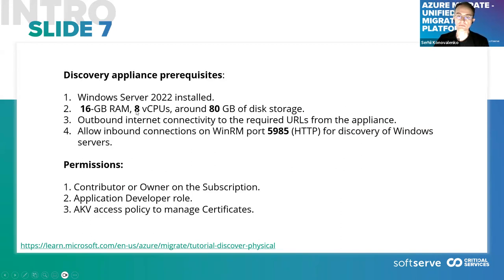I've collected a few prerequisites which the Discovery appliance requires for migrating, for instance, virtual machines. The appliance should be a Windows server with at least 16 gigabytes RAM, 8 CPU, and around 80 gigabytes of free disk space. Outbound connectivity should be allowed in order to communicate with the Azure Migrate project, and the inbound port for our workloads or virtual machines should be opened: port 5985 for Windows and 22 for Linux. Also, it requires permissions at subscription level, so it should be contributor or owner. For Azure Active Directory, the application developer role should be assigned, and some permissions for Azure Key Vault in order to manage certificates.